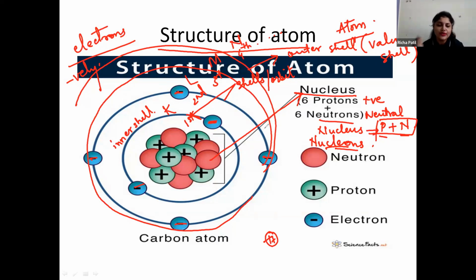The shells, as I've told you, are the first, second, third and fourth shells, named K, L, M, N. The shell close to the nucleus is called the inner shell, or the K shell, and the shell at the far end is called the outer shell, or the valence shell.